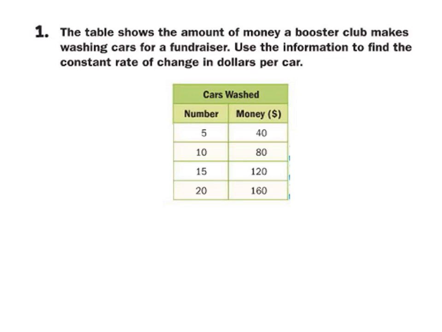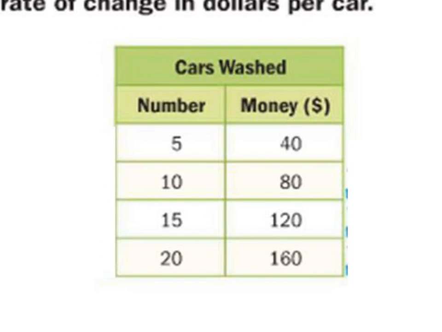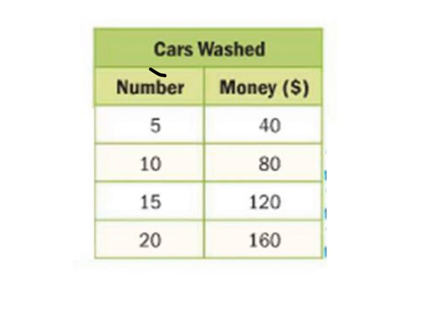All right, here's another example. So they're just washing cars for some kind of money. Does money or number of cars represent the X values? Which of these is the X values? Number. Why? Because it's on the left. Very good. So money will be our Y's.